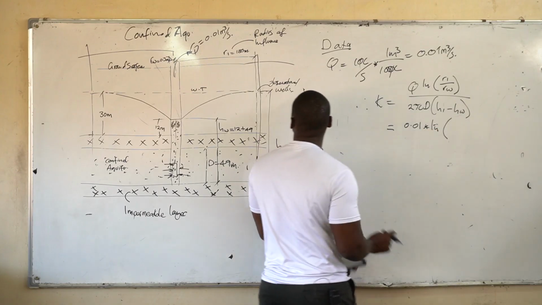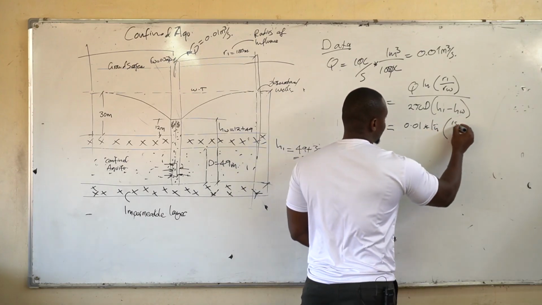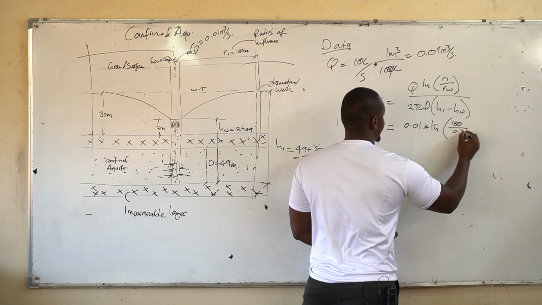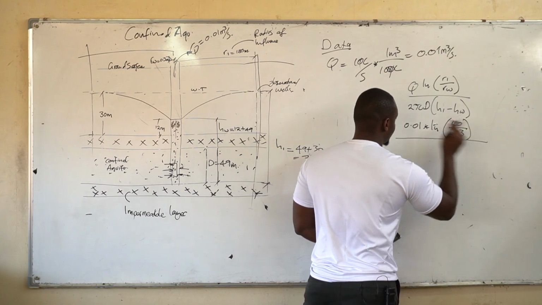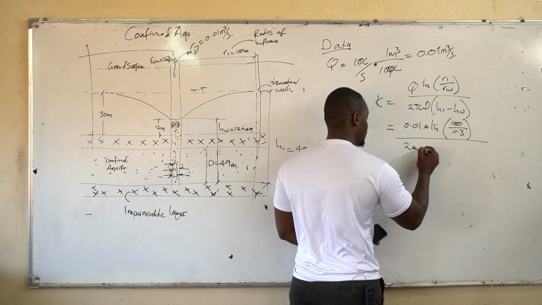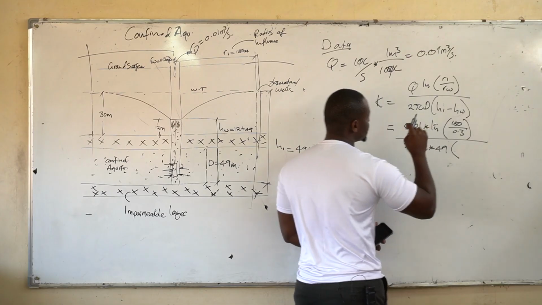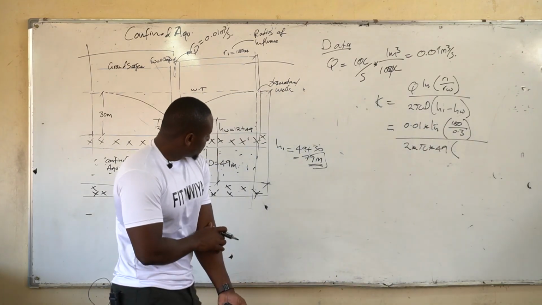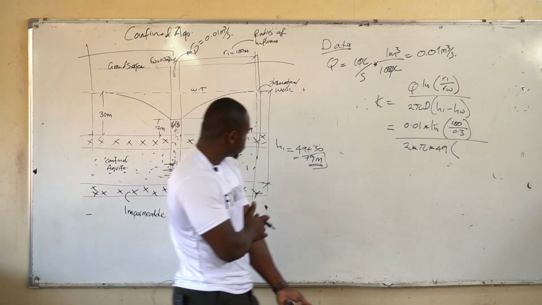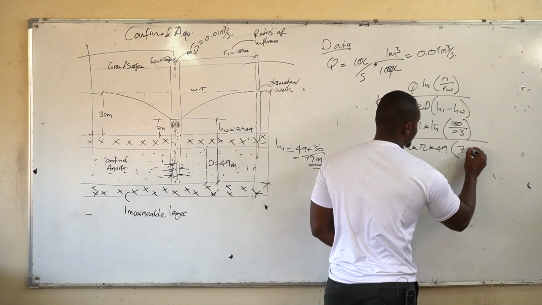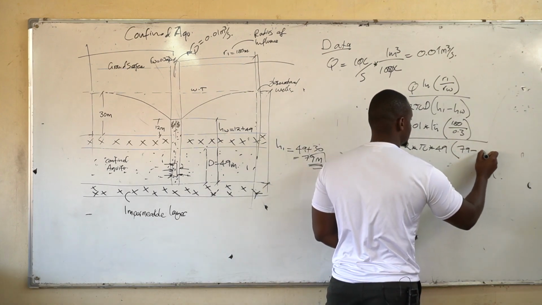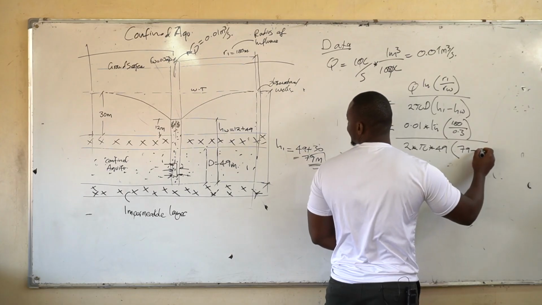R1 is 180 over 0.3. We're dividing everything by 2 pi 49, open bracket, so it could be 79 minus, we say 61?